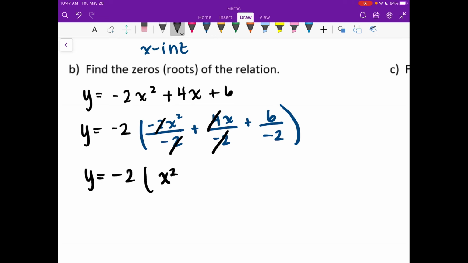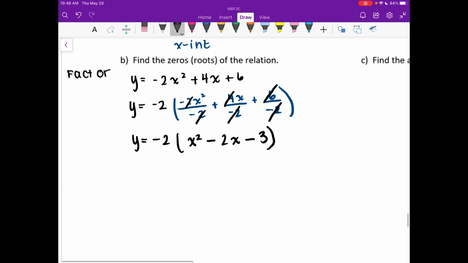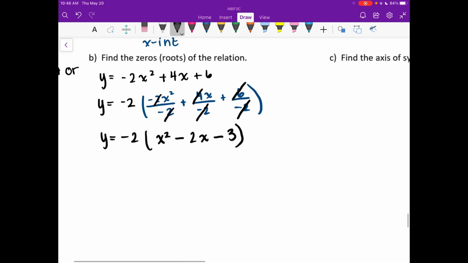Positive 4 divided by negative 2 is going to be negative 2x. And see, that's why the sign changes. And then positive 6 divided by negative 2 is going to be negative 3. Okay? Now that I have this, I'm going to use my R and S stuff in order to find what the inside terms are going to be.